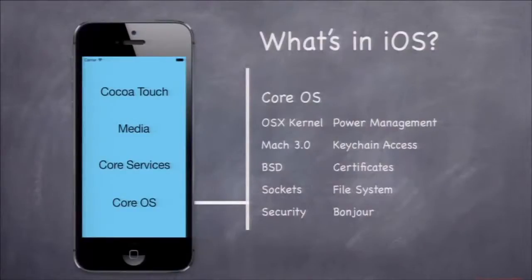Plus, you're getting a bunch of other stuff that's specific to a mobile device like this, like power management and keychain access to manage the security of things. Bonjour, which is a network technology for finding other things on the network. So it's got all that stuff. It's a very powerful underlying operating system.